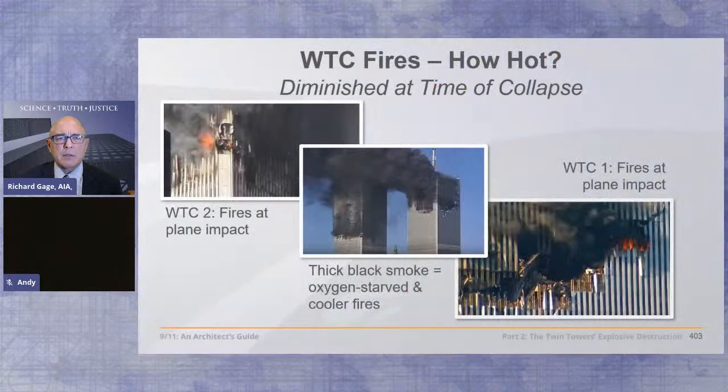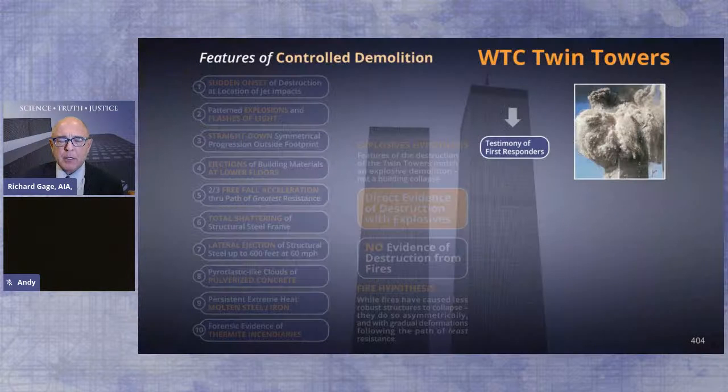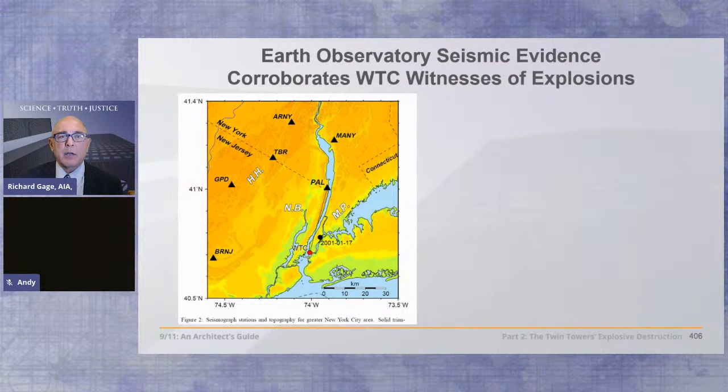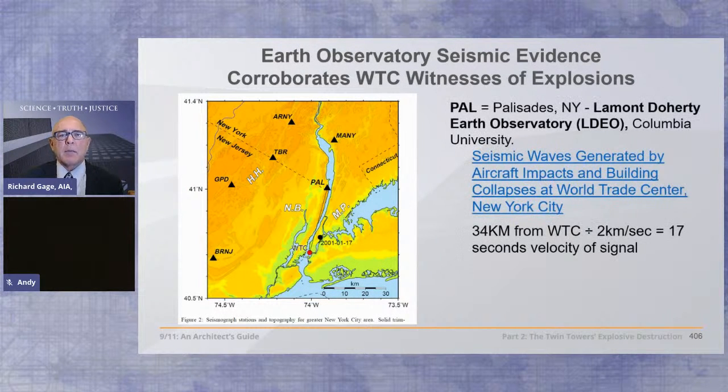Especially these fires, diminished at the time of the collapse. And surely these fires would be extinguished by the action of the collapse of the Twin Towers. We'll get to that next week, because there were extreme temperatures that are found that can't be explained by these fires. But regarding the testimony of the first responders, we found 118 witnesses of explosions. And now we're going to look at one more, very important one, the Earth Observatory from Lamont Doherty. Columbia University runs this observatory 20 miles north of Manhattan.